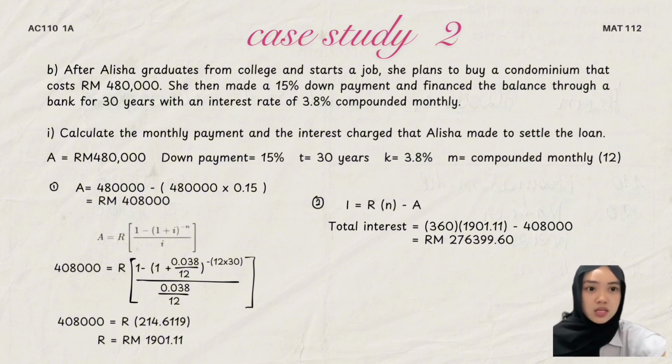So to find the total interest charge, we need to use the formula I equal to R multiplied by n minus A. R is 1,901.11 and A is 408,000. After substituting all the amounts in the formula, the equation will be 316 multiplied by 1,901.11 minus 408,000. So the final answer will be 276,399 ringgit 60 cents.